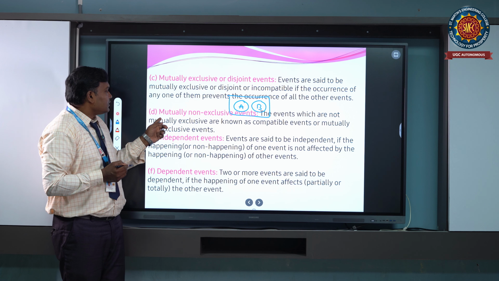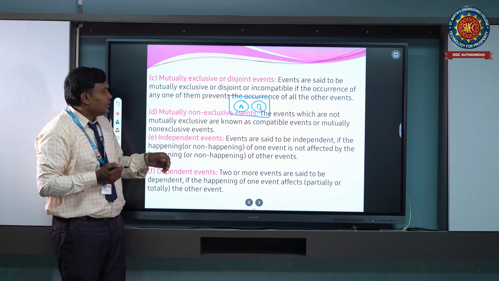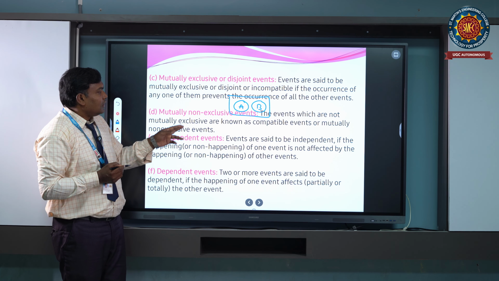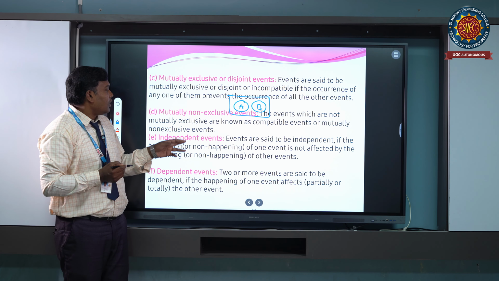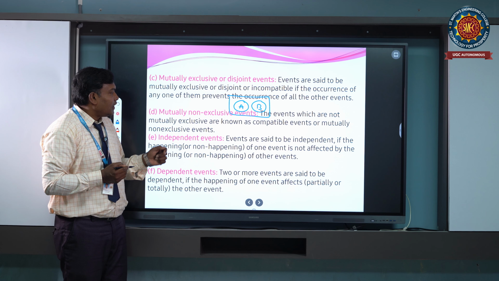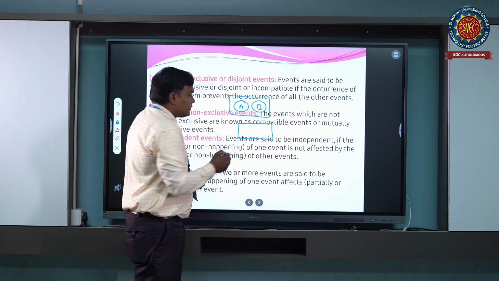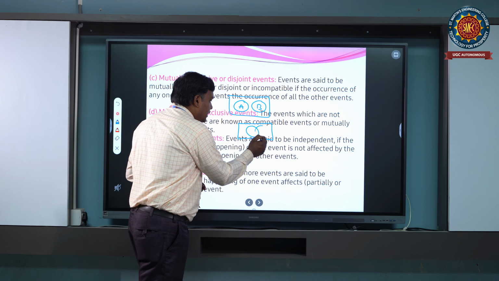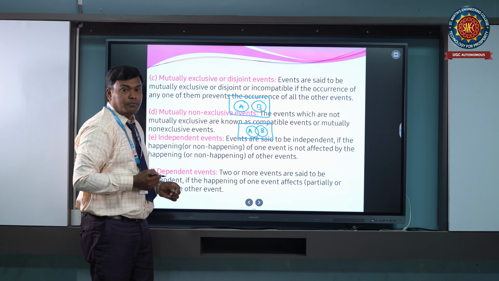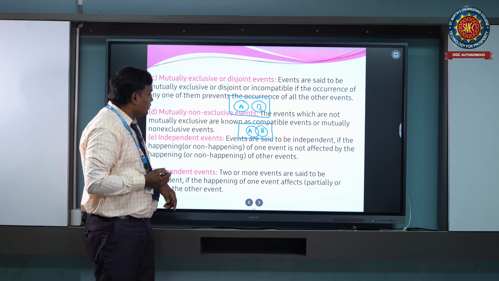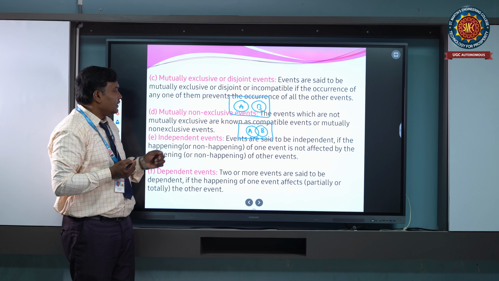Another event is mutually non-exclusive events. There will be some common value in these events. The events which are not mutually exclusive are non-mutually exclusive. These are called joint events. So event A and event B: this is event A and this is event B, and here we have common outcomes in these two events. Then they are called mutually non-exclusive events.